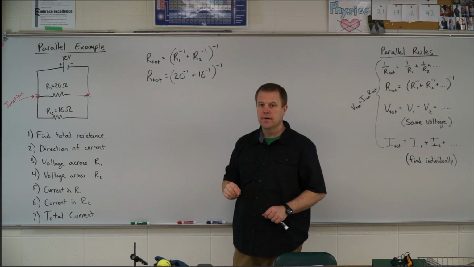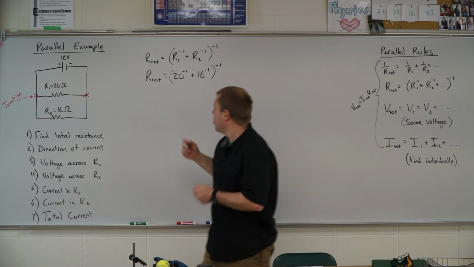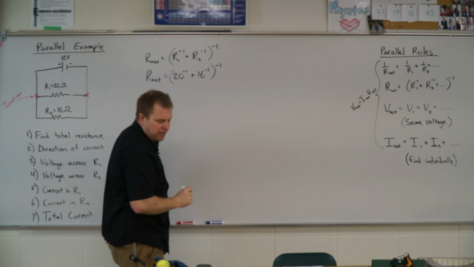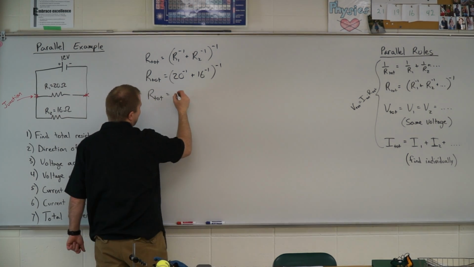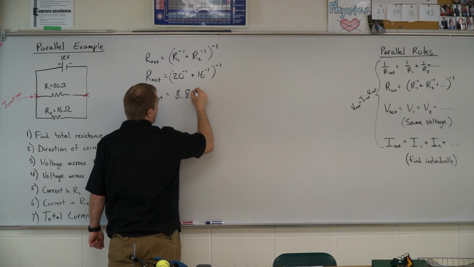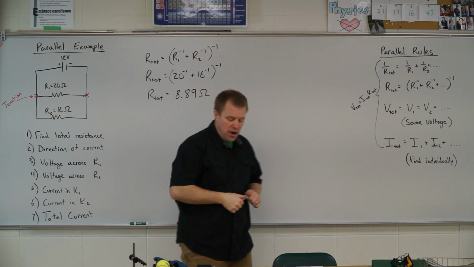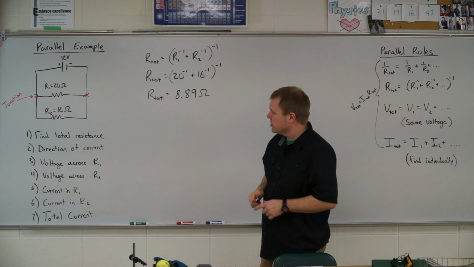Back to the board. All right, so there we go. We got a total resistance of 8.89-ish, 8.89 ohms. I'm going to store that on my calculator if I need it later. All right, the second thing they want me to find is the direction of the current.